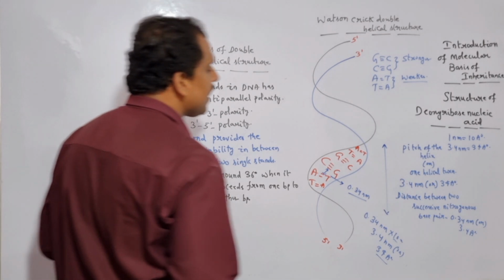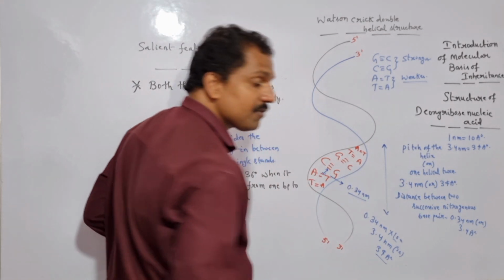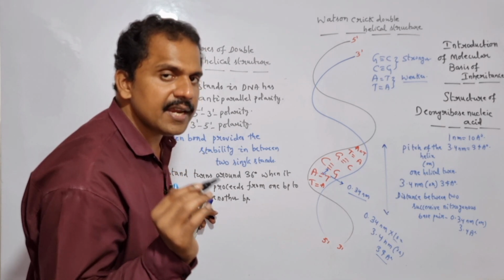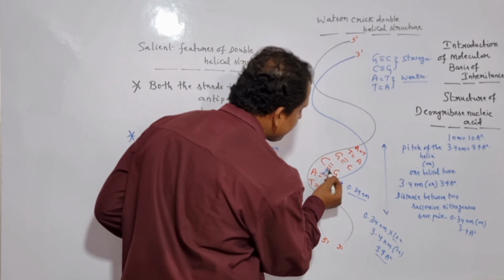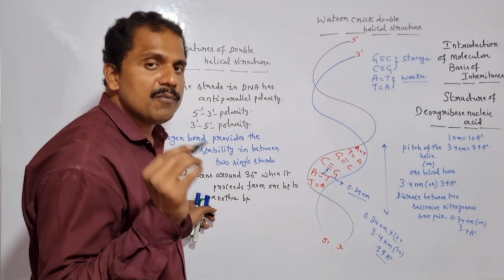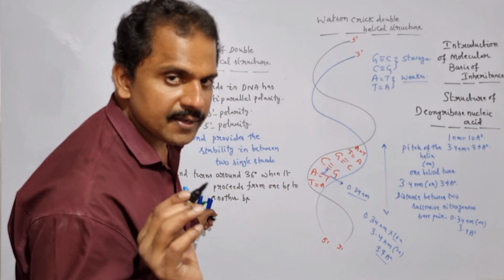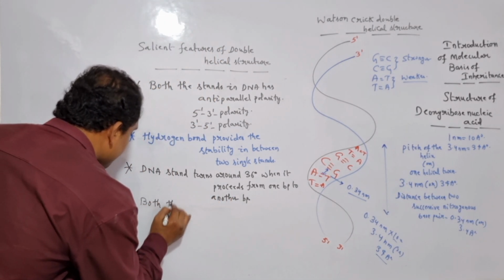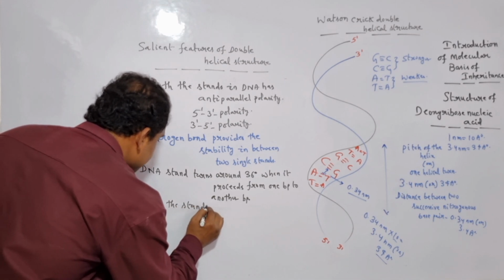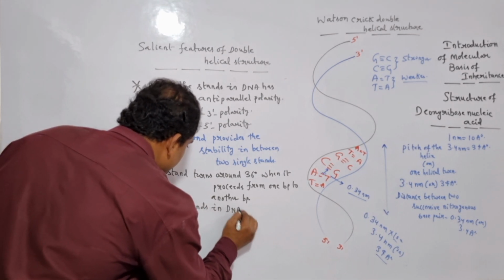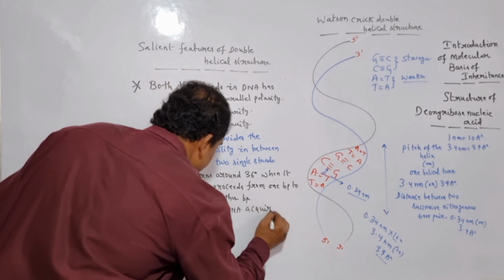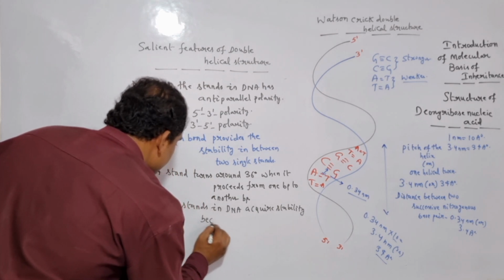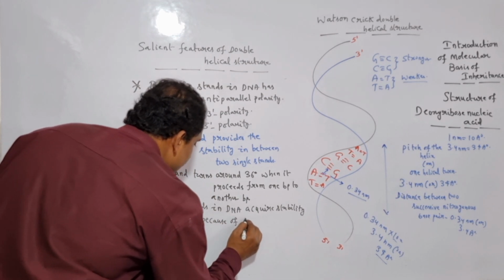So here all the nitrogenous base pairs stack upon another nitrogenous base pair. Because of the presence of the nitrogenous base pairs in very close proximity, and in addition to this, because of the presence of non-covalent interactions like hydrogen bond, both the strands in DNA acquire the stability here.